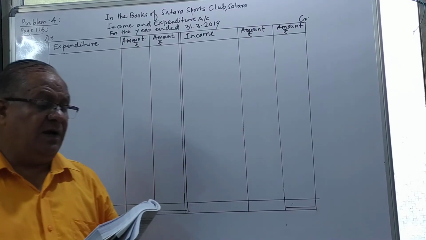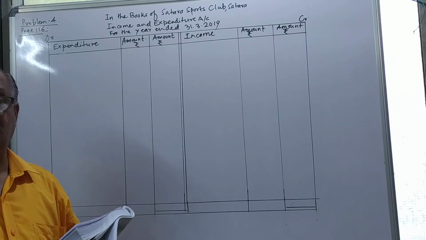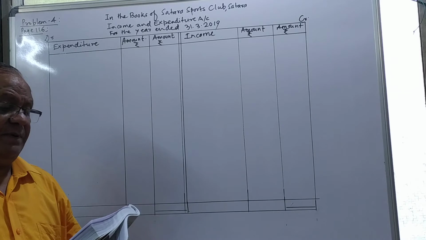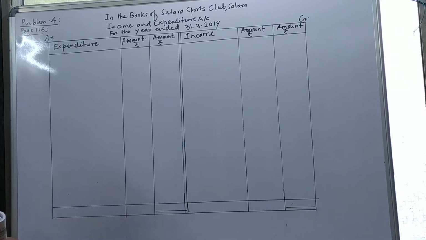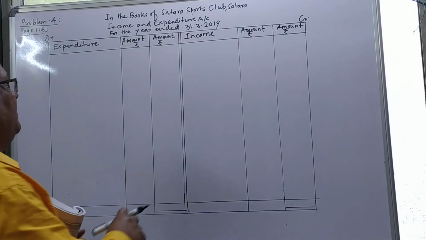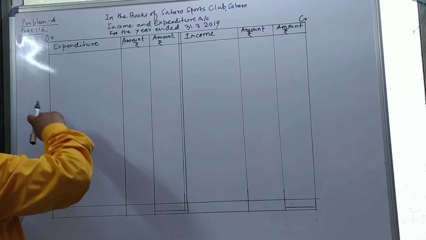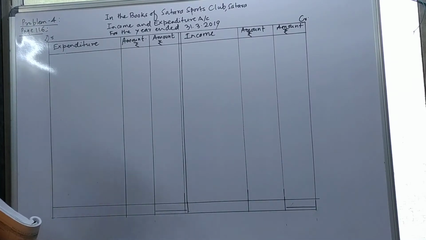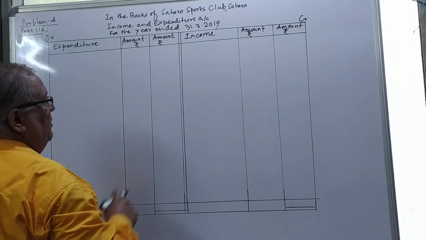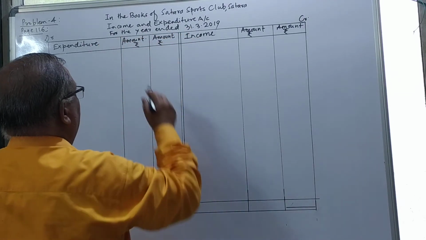This is the problem asked in your board's book, problem number 4 on page 116: preparation of income and expenditure account only. The following is the receipts and payment account of Satara Sports Club, Satara. We have to prepare it in the books of Satara Sports Club, Satara. So we write here: in the books of Satara Sports Club, Satara, income and expenditure account, for the year ended.